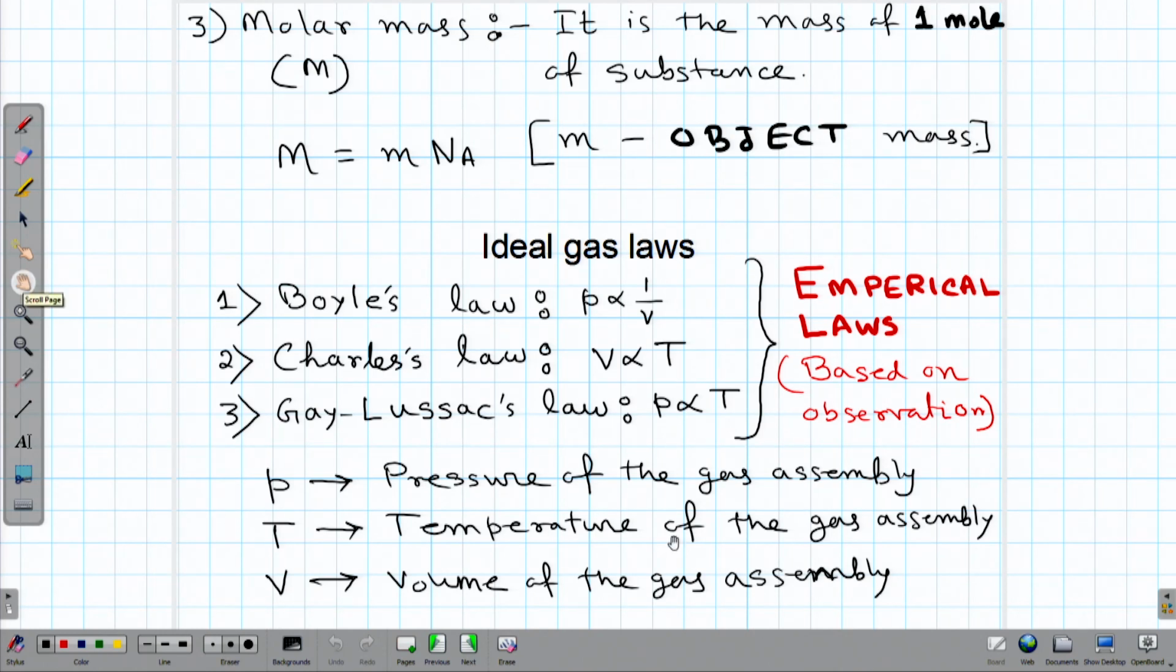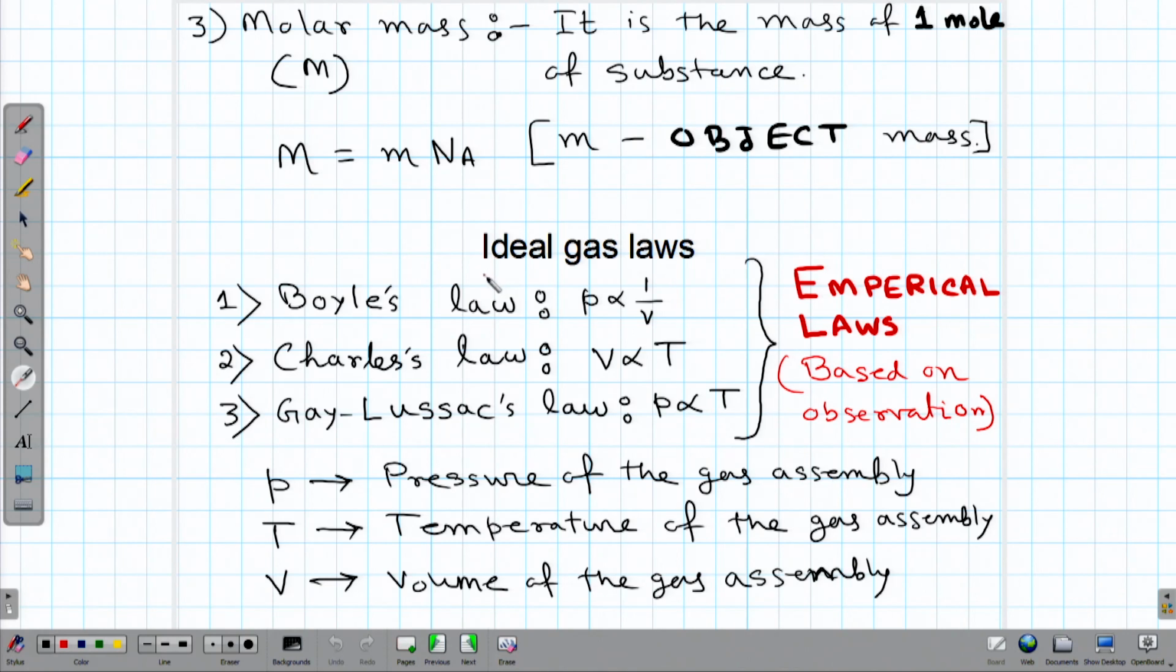Now, an interesting point to note is that all these three laws are actually empirical laws. What do you mean by empirical laws? These are based on observation. The scientists have performed different measurements on gas assemblies, the pressure and volume relation, volume and temperature relation, pressure and temperature relation, and found that these laws are mostly valid. That is why these are called empirical laws.